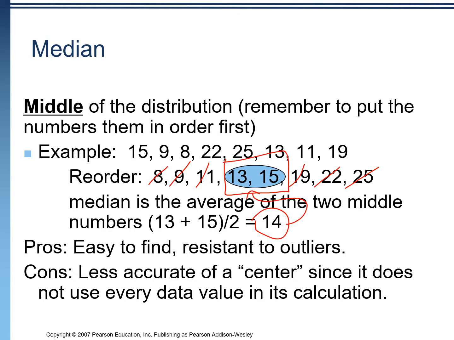Pros for median, it's easy to find, it's resistant to outliers. Unlike the mean, which is sensitive to outliers, meaning that an outlier is going to pull the mean away from the center. That won't happen with a median. Cons are it's less accurate because it's not using all the values in our data set. It doesn't use these numbers at all in calculating what the median is.